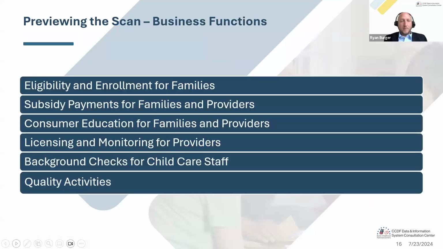So the CCDF business functions that are included in the scan include eligibility and enrollment, subsidy payments for providers and families, consumer education, licensing and monitoring for providers, background checks, and quality activities, including provider staff development and certification. The scan uses similar sets of questions to collect information on the business functions that you see on the slide. You might be using data and IT systems to support some or all of these components of the CCDF program.